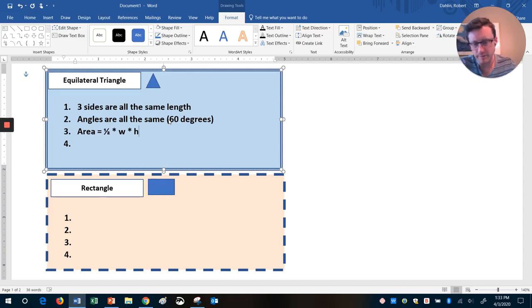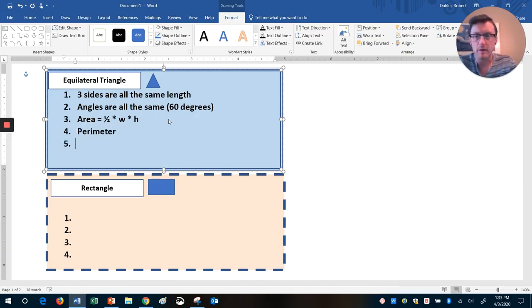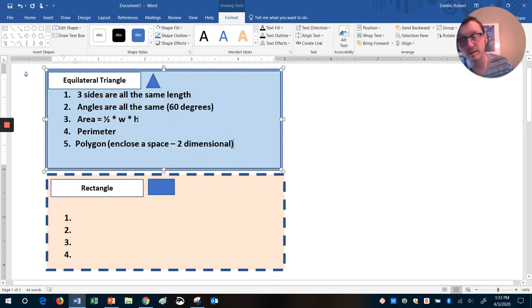And then let's see, what else do we know about this thing? We've got sides, we have angles, we have area. They all have a perimeter. They are considered a polygon. Their shape encloses a space within itself. We could also say it's two-dimensional. It's only got length and width, or height and width. It doesn't have depth, right? This is not three-dimensional.